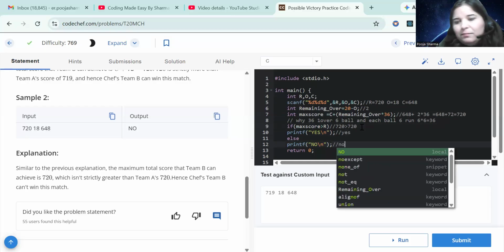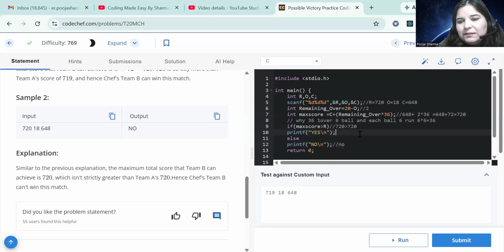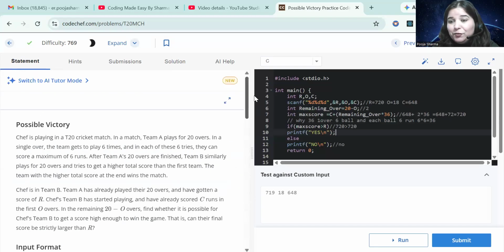Very simple problem, right? So this is how you do it. I think you've understood this.